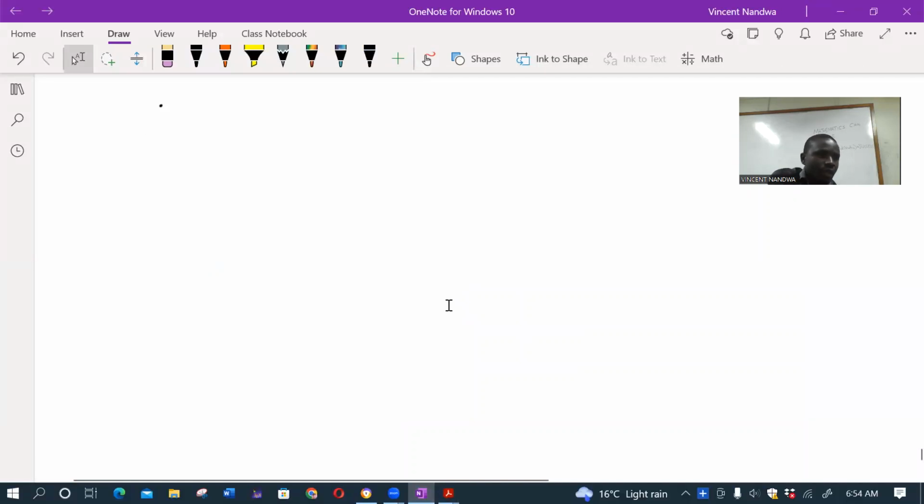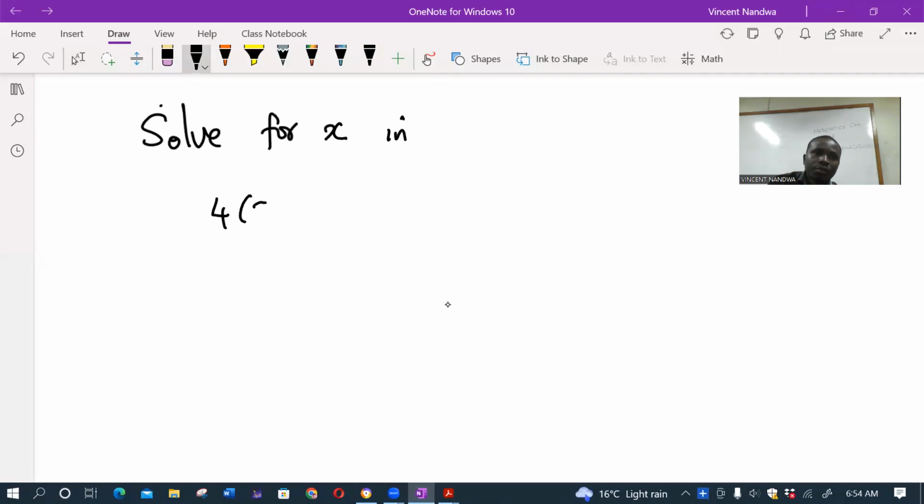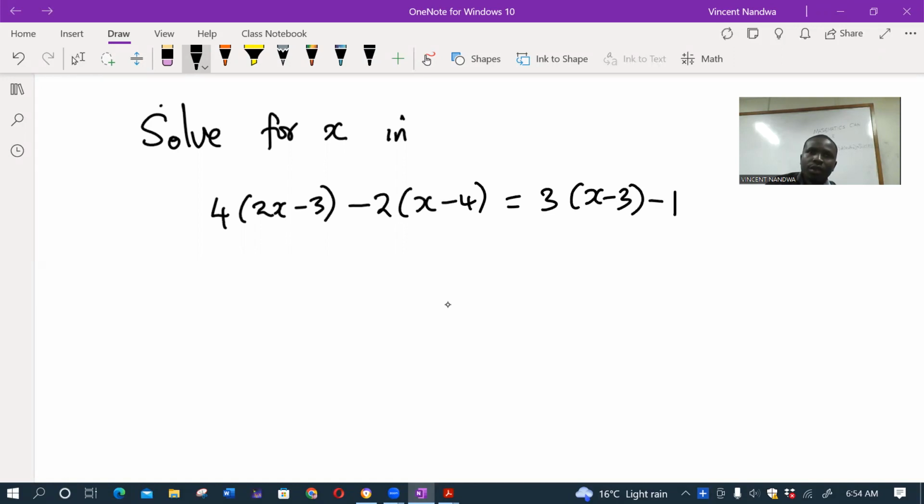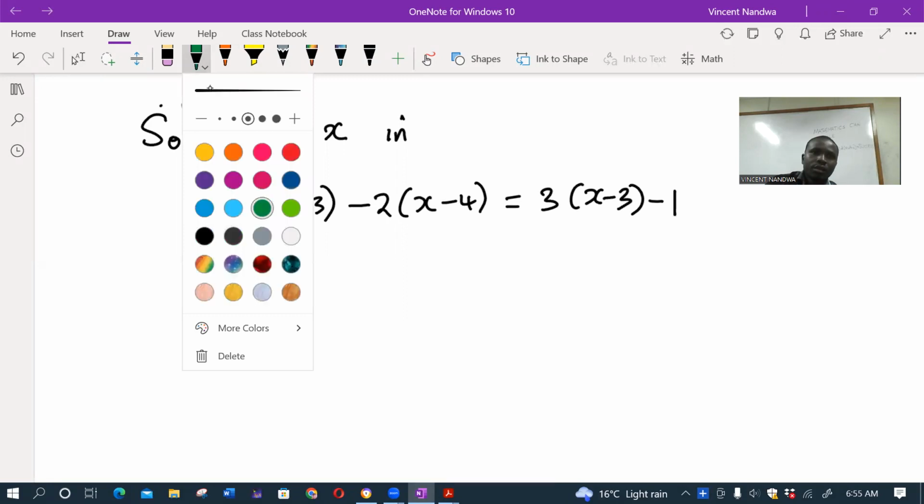So the first question is to solve for x in the equation 4(2x - 3) - 2(x - 4) = 3(x - 3) - 1. To solve this, you first open the brackets. So this was problem 1.